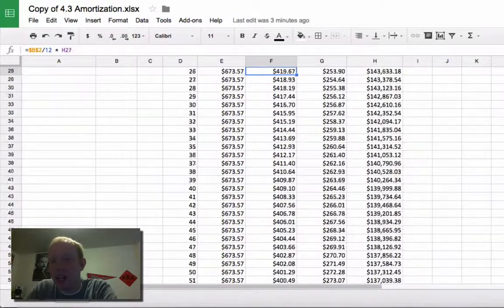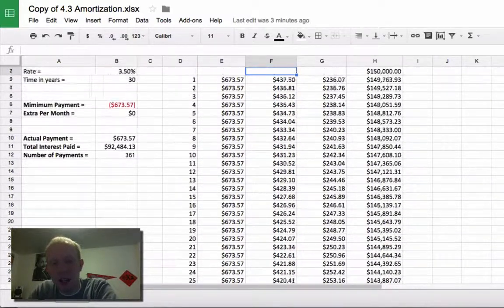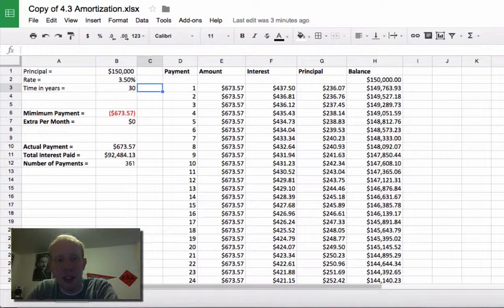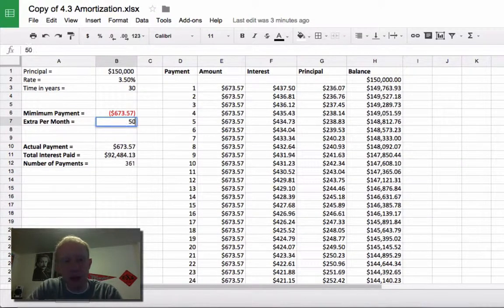All right, so again, how do we beat this? How do we not end up paying so much in interest? How do we beat the bank, basically? Again, the way to do it is to treat it like it's non-amortized, and so we need to pay a little bit extra per month. So watch, even if I pay $50 extra per month, not a whole lot, just $50 extra per month, watch what happens.